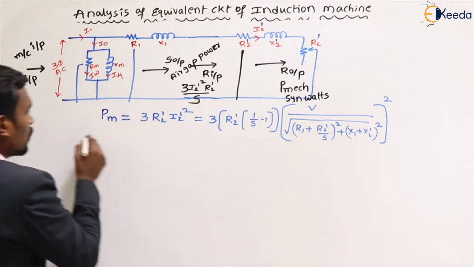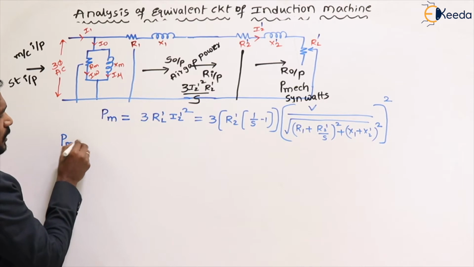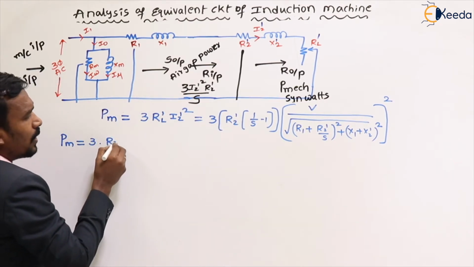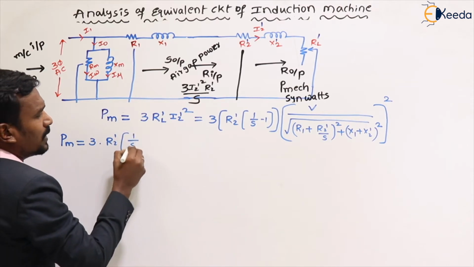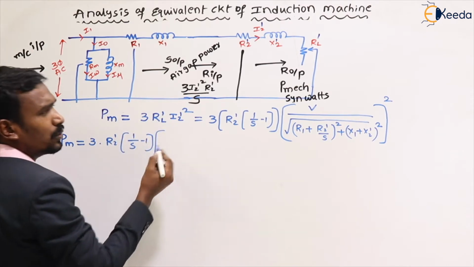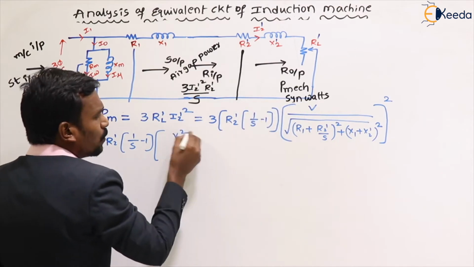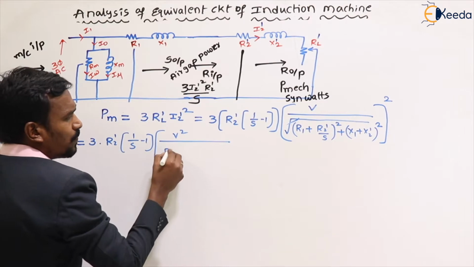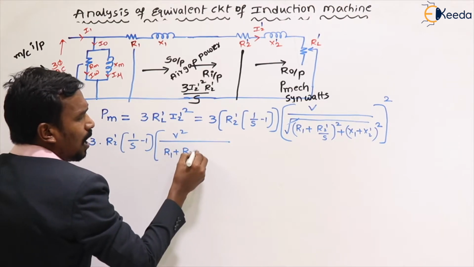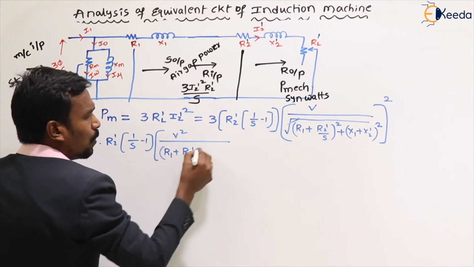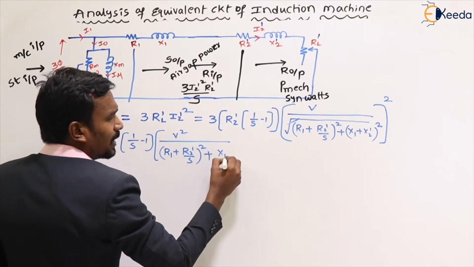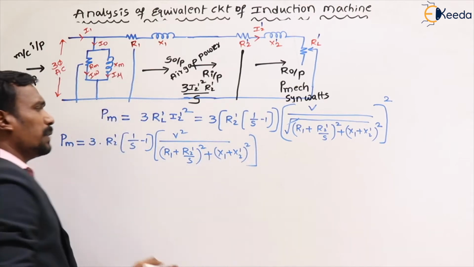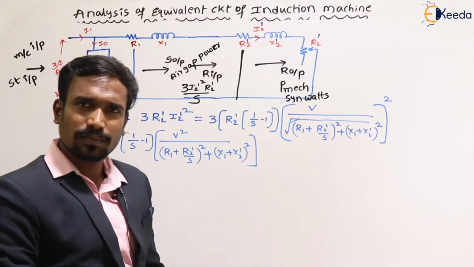So the power developed by the machine is equal to 3 into R2' into (1/S - 1) into V^2 upon the square root cancelled, so (R1 + R2'/S)^2 plus (X1 + X2')^2. This is completely the equation.